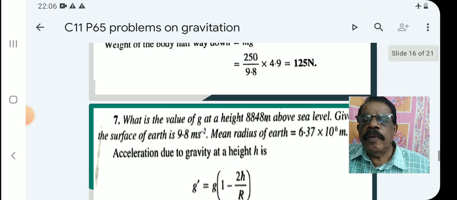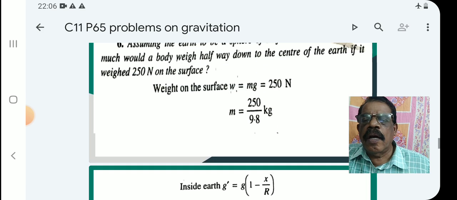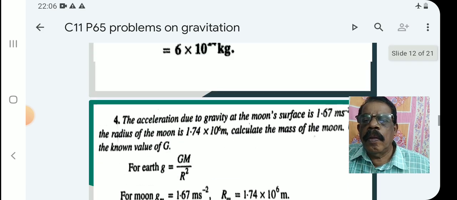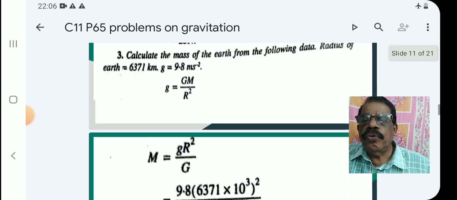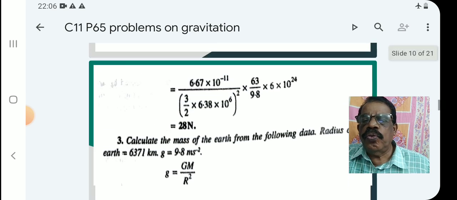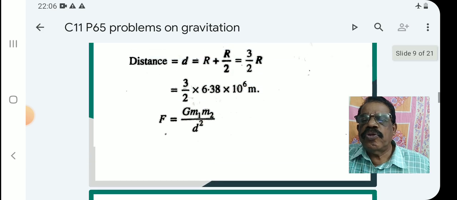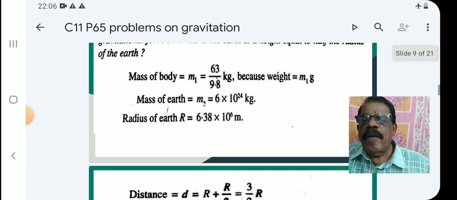You see that problem with incomplete steps. You look, we can go to the previous problem, 28 Newton, and this problem is also done in the same manner.